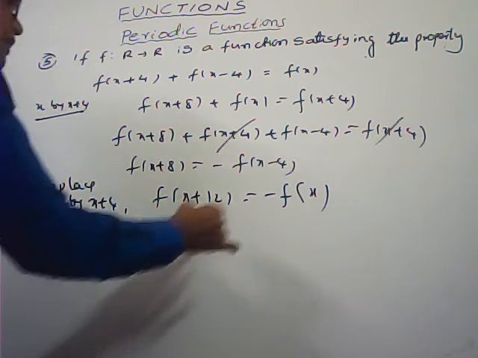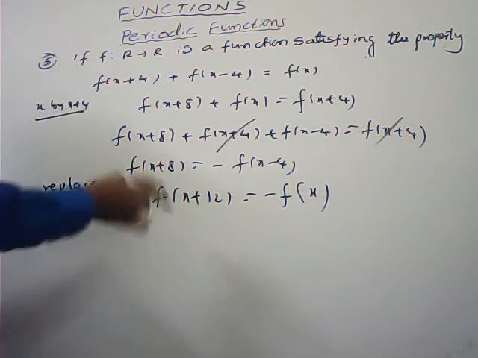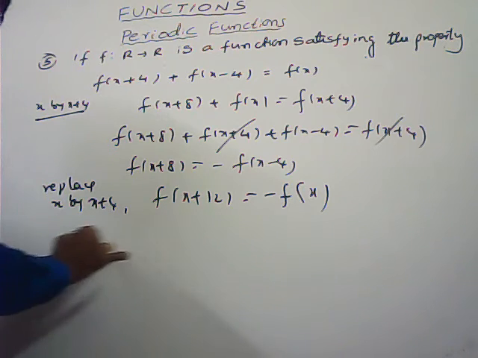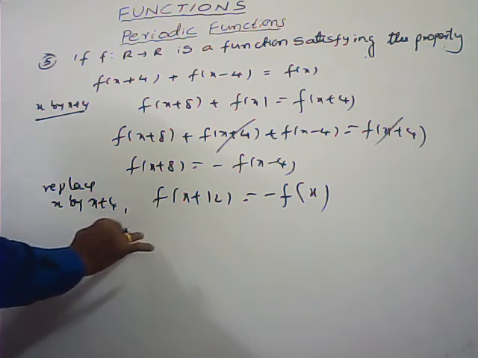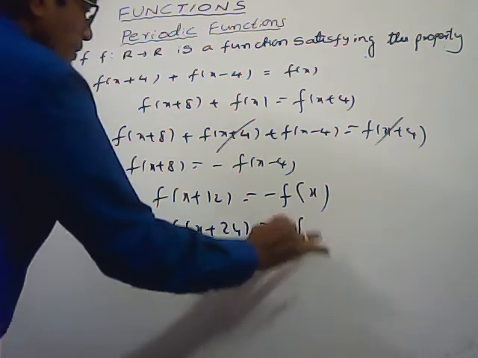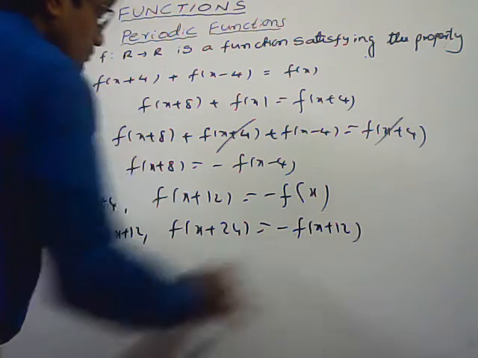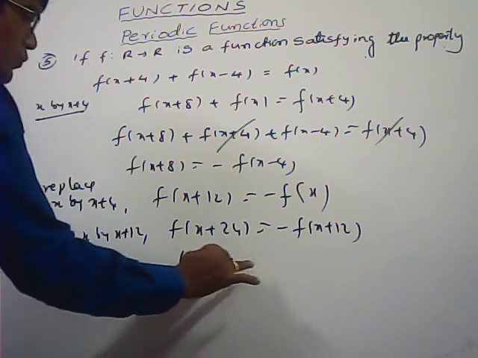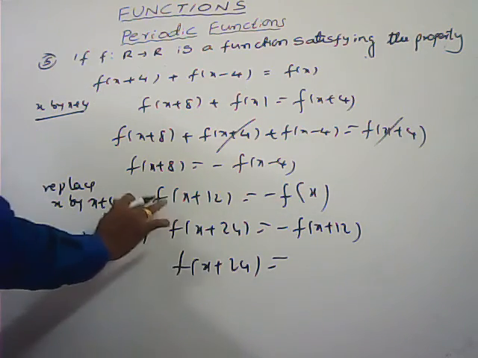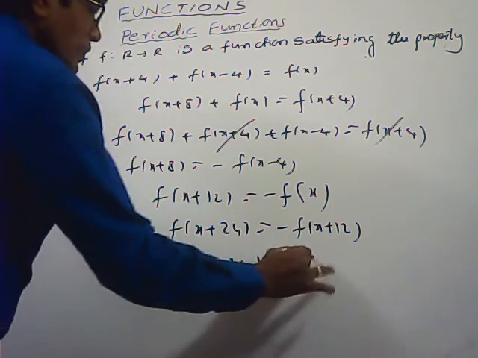So here we can write it. Otherwise, if you want, you can do that one. Starting also I told you, replace x by x plus 12. Here f of x plus 24 is equal to minus f of x plus 12. We can transfer the minus this side: minus f of x plus 12 we can write f of x only.